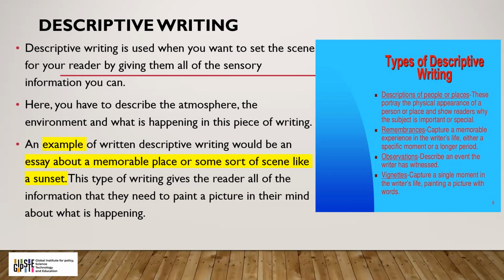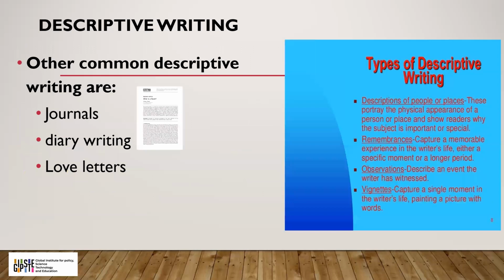So you need to describe what has happened and give your reader all the information that they need to know about what happened in that particular scene. It's very important. This type of writing gives the reader all of the information that they need to paint a picture in their mind about what is happening or what has happened. Other common descriptive writing styles are journal writings, diary writings, and love letters. All these things are descriptive writings.